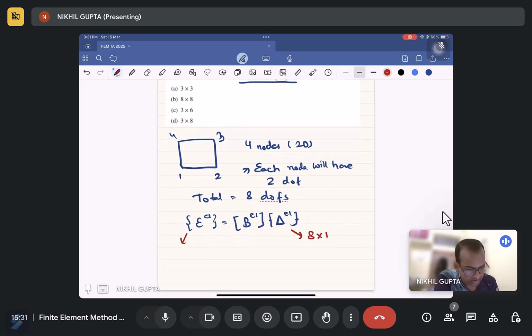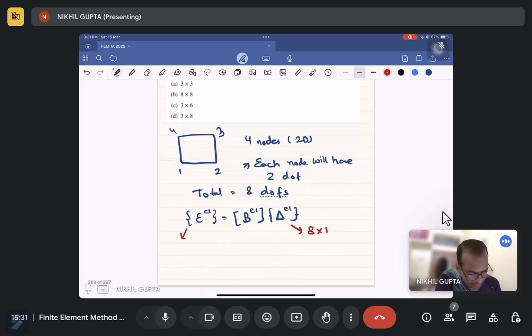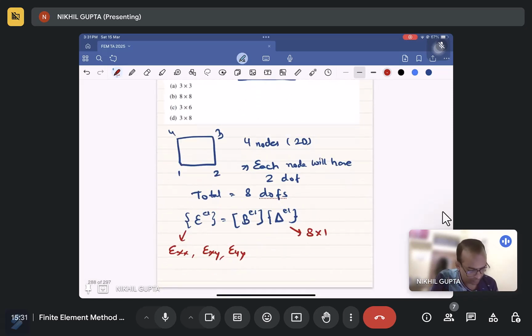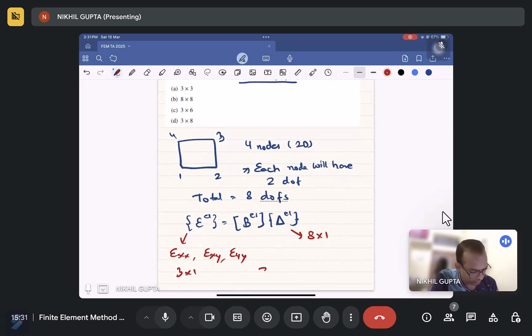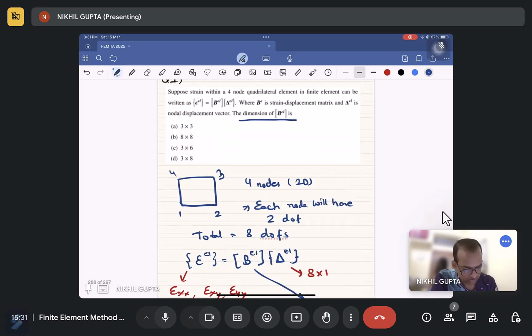Now epsilon, since it is the planar element, will be epsilon xx, epsilon xy, and epsilon yy. So the dimensions of the vector will be 3 cross 1. When you have 3 cross 1 here and 8 cross 1 here, you know it should be 3 cross 8, otherwise the multiplication will not exist. So your B matrix should be 3 cross 8. So the option is D.